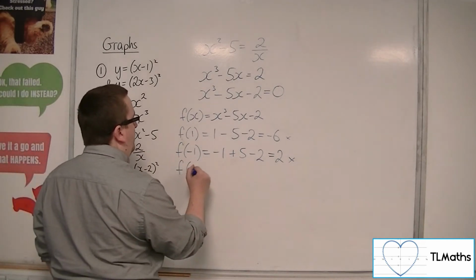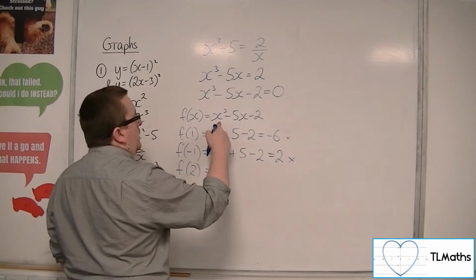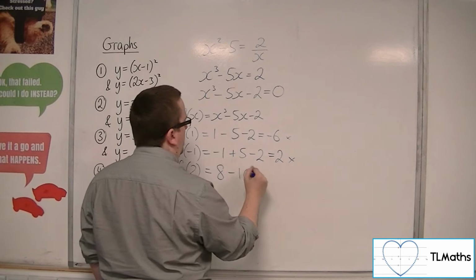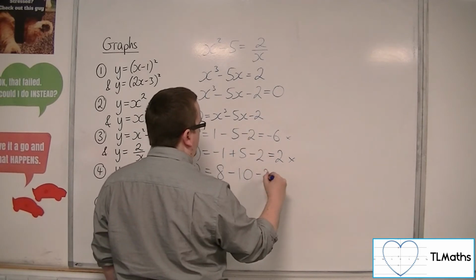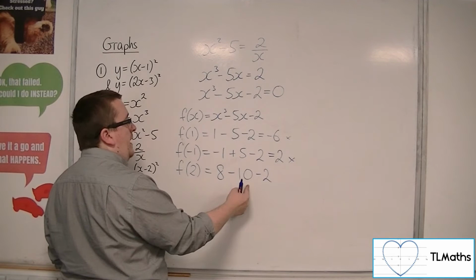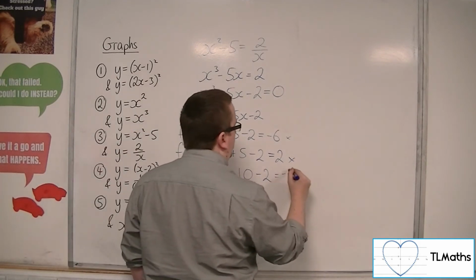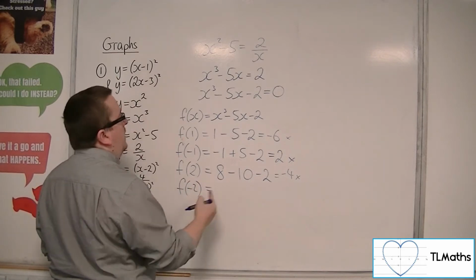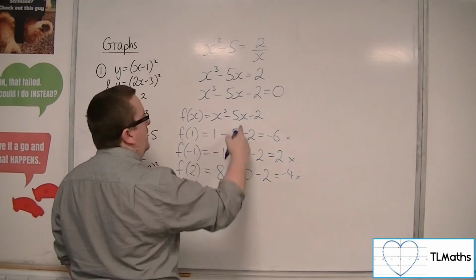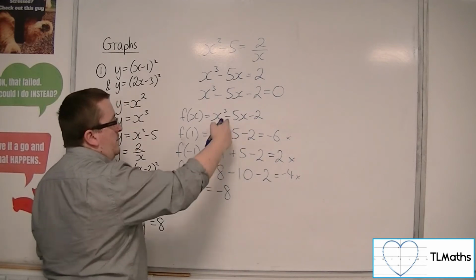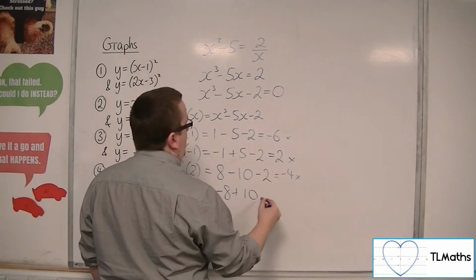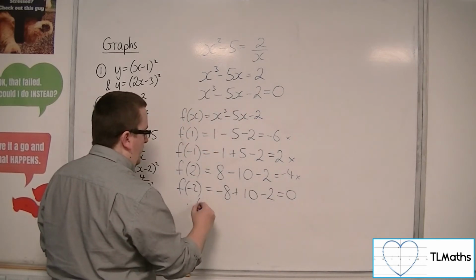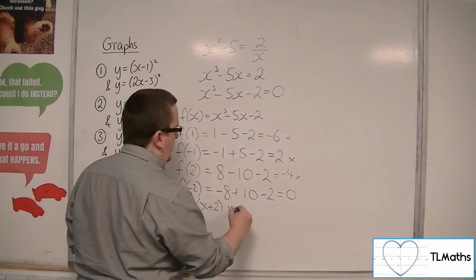So let's try f of 2. 2 cubed is 8. Take away 5 lots of 2. So 10. Take away 2. So that would get me 8 take away 10 is minus 2. Take away 2 is minus 4. So that's no good either. Let's try f of minus 2. Minus 2 cubed is minus 8. 5 times minus 2 is minus 10, but minus that, so plus 10. And then take away 2. So that would actually get me 0. So therefore, x plus 2 is a factor.